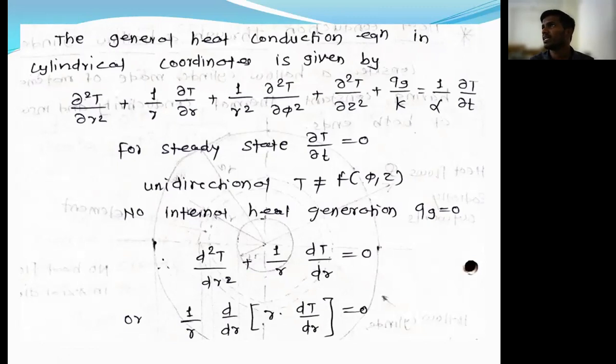The general heat conduction equation in cylindrical coordinates is given by. So whatever the final equation we have written, write down that same equation. So what is the general heat conduction equation in cylindrical coordinates?